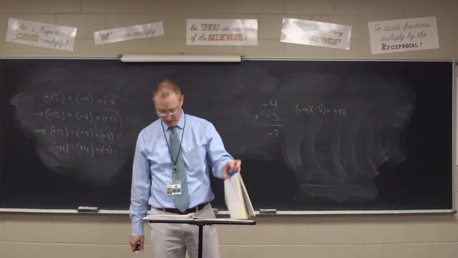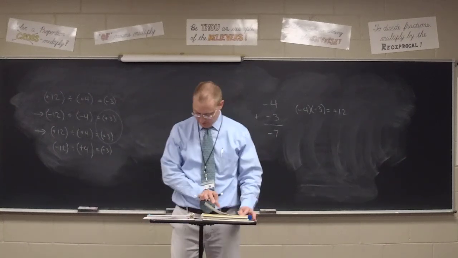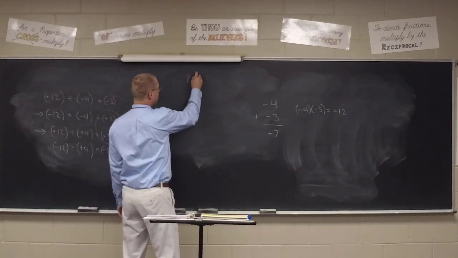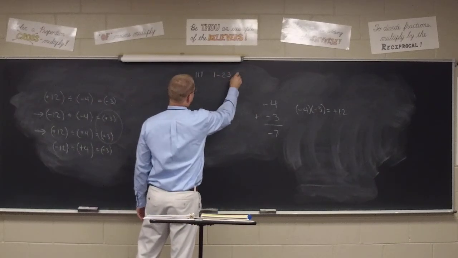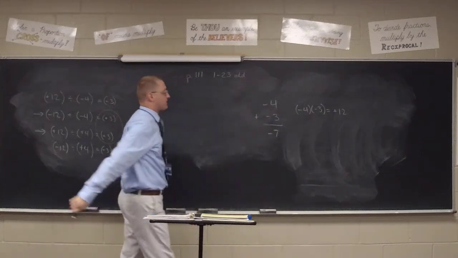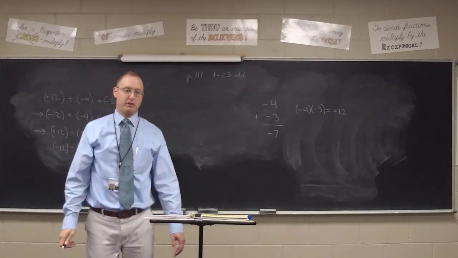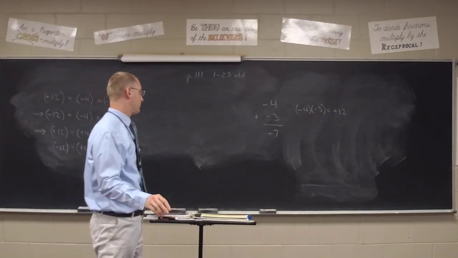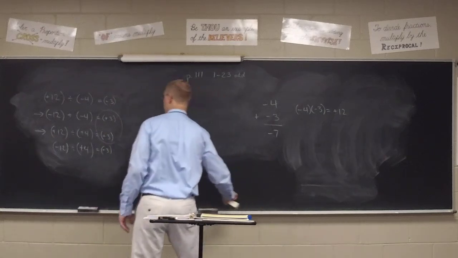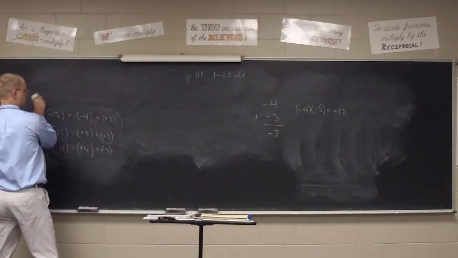Anyway, look over the next page. I want you to do 1 through 23, the odd, on page 111. And if signs match, put a positive. If signs don't match, put a negative. And of course, do the multiplication and division too.